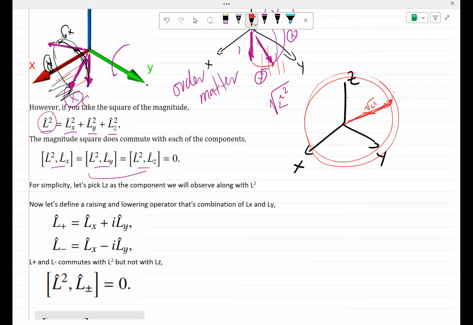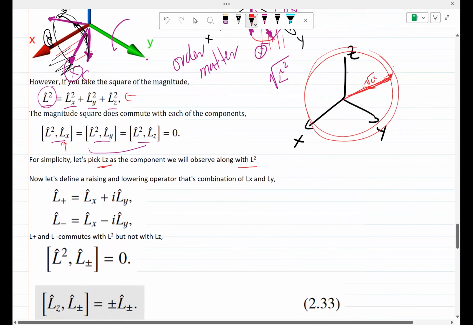But if you do all the math, you'll get an interesting result: they just subtract out and get 0. It's always the case when you compute these commutation relations, once again with x equals x and px equals negative i partial by partial x. So for simplicity, what all the books decide to do is, since Lx, Ly, and Lz cannot all be observed at the same time, let's just deal with Lz only. So let's pick the Z component as the one we're going to observe along with L squared.